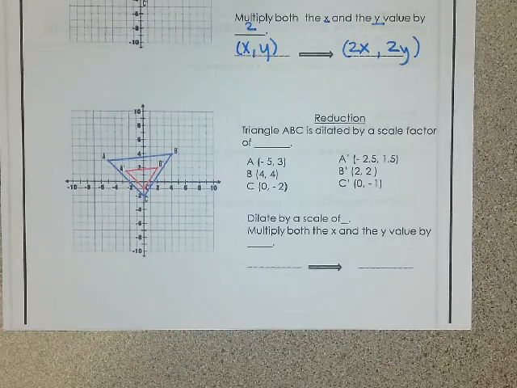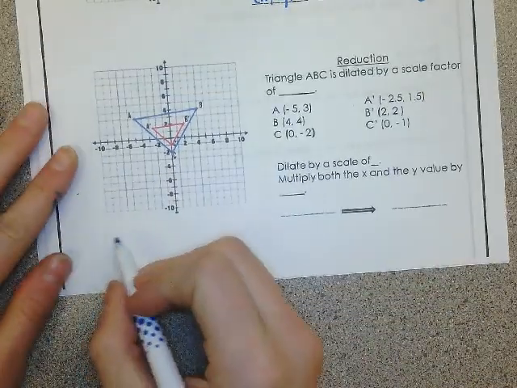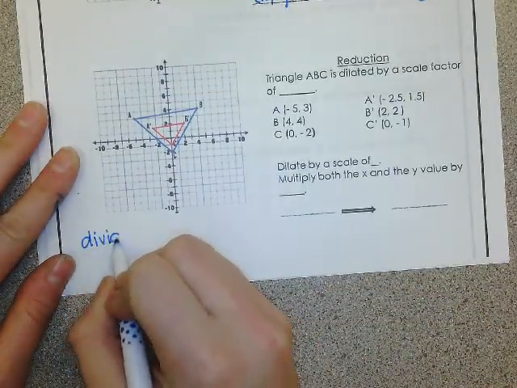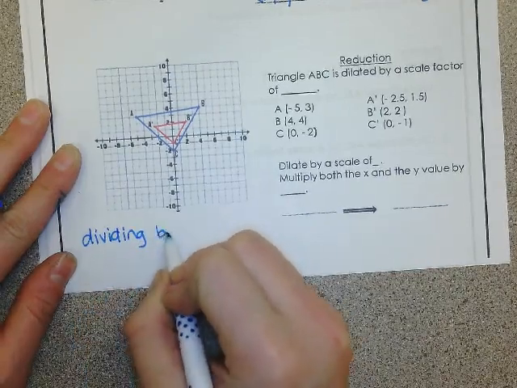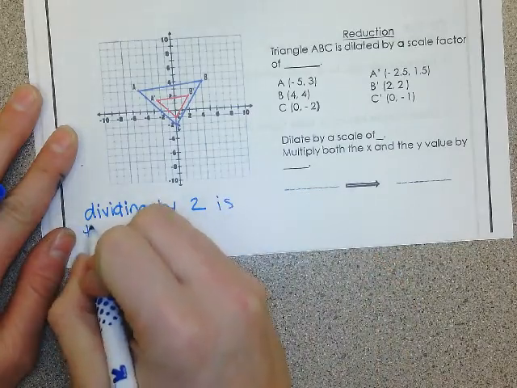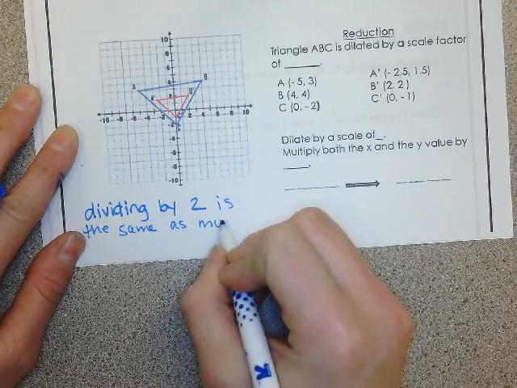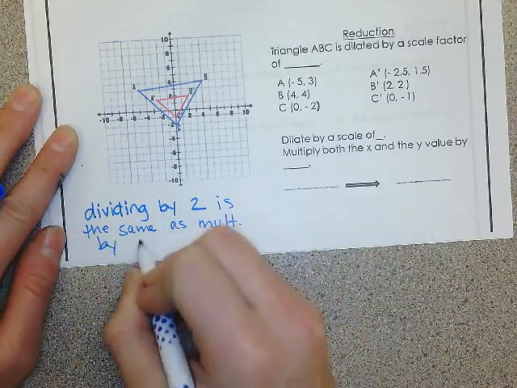If you divide something by 2, what are you doing to that length? You're cutting it in half, right? So think of dividing by 2 is the same as multiplying by a half. All right? So we're going to write that down here. Dividing by 2 is the same as multiplying by 1/2.